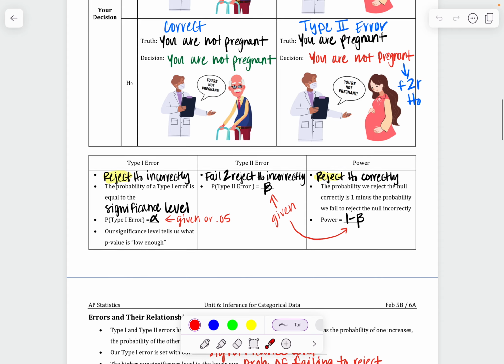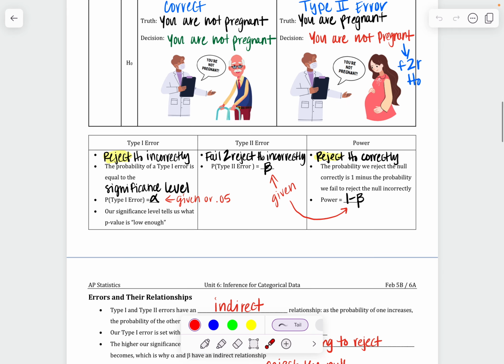Now, this last box has a brief summary of those three things: type 1, type 2, and power. Type 1, again, is rejecting H0, the null, incorrectly. Type 2 is failing to reject the H0 incorrectly. So basically, based on your decision, it just ended up being wrong. Again, you're never going to truly know if you were right or wrong. It's just the nature of, this is the decision I made, and this is a potential consequence of that decision.